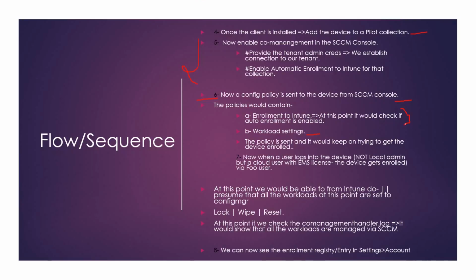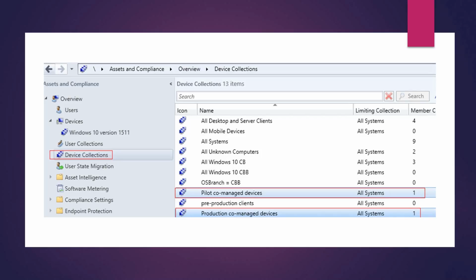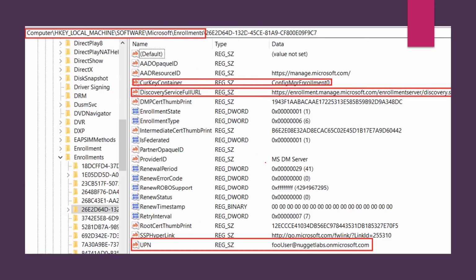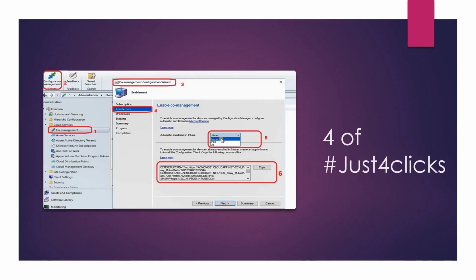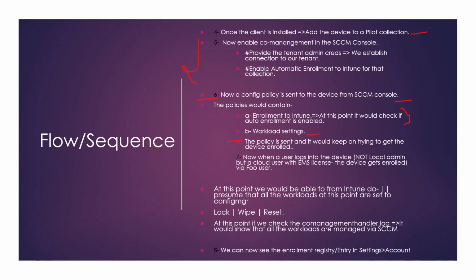The policy will tell it that you need to get yourself enrolled to Intune, and the policy is sent. It will keep on trying to get the device enrolled. So this is something that we already did. Once the enrollment is done, that is when we can check the registry to see what it looks like. So now it brings us to the question of how the enrollment happens.